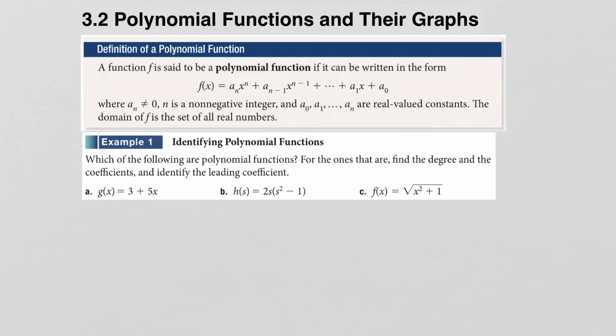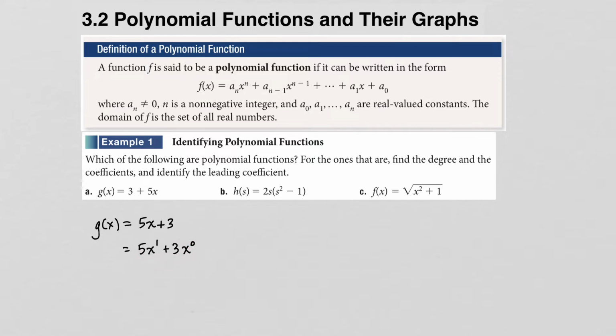So in our first example, we just want to identify which of the following here are polynomial functions. We start with the first one here, g of x is equal to 3 plus 5x. First of all, I can rewrite this as 5x plus 3. And this is essentially 5x to the 1 plus 3, and you can think of 3 as being 3 times x to the 0, because x to the 0 equals 1. So you can always put this sort of imaginary power of x here to help you understand what you have.